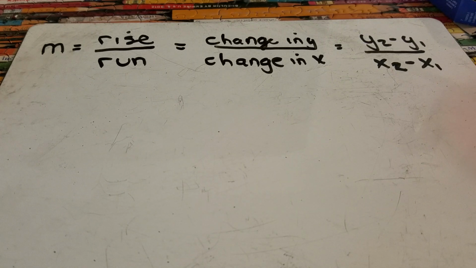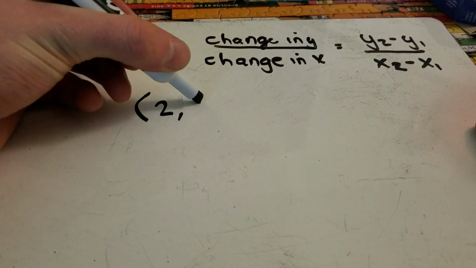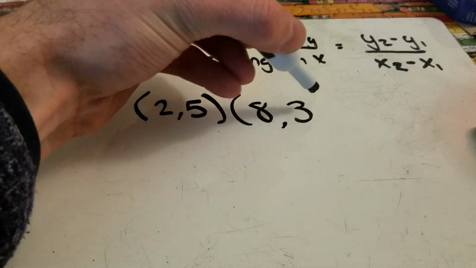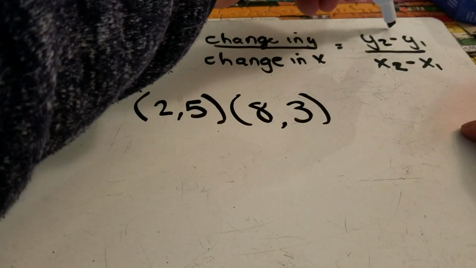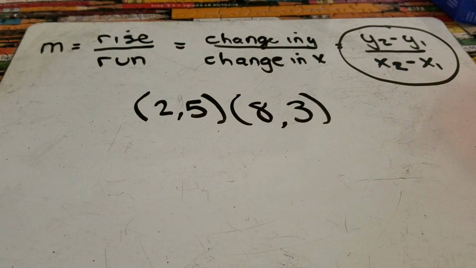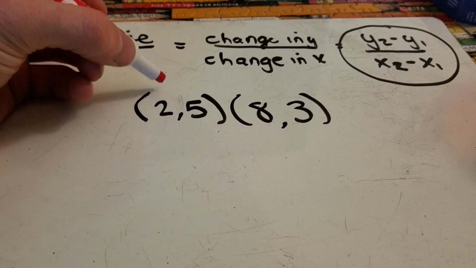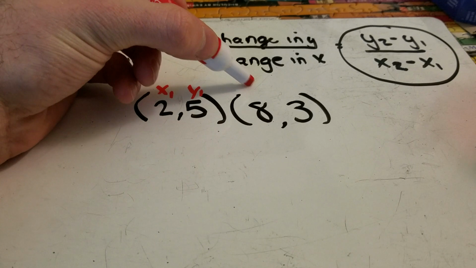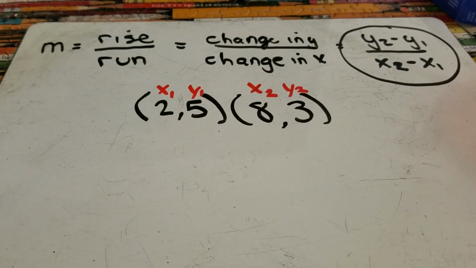So I can give you any 2 points. For instance, I'll go with 2, 5, and 8, 3. Now, if I want to use this formula up here, I need to label these things as my y2, y1, x2, and x1. So my first point is going to be x1 and y1, and my second point is going to be x2 and y2.